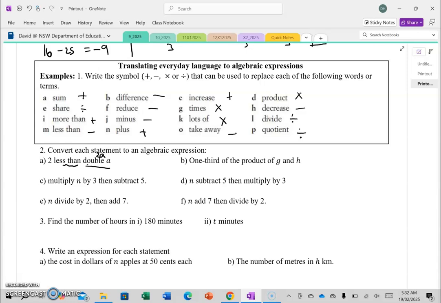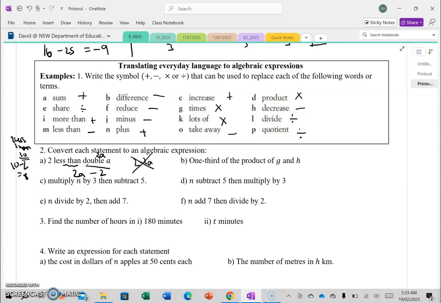If ever you struggle with algebra, I always go to numbers. So if it's 2 less than, I'm going to write a random thing, 10. What's 2 less than 10? Well, that's 10 take away 2. It's 8, right? So we're starting from the thing at the back. So less than double A, we're starting from 2A, and then we're taking away 2 from that. Be careful, order is important. If you wrote 2 minus 2A, that would be wrong.